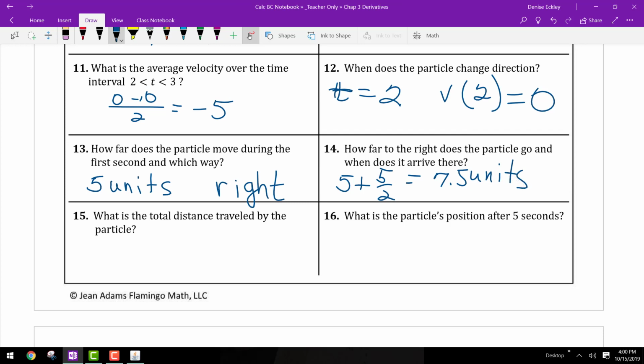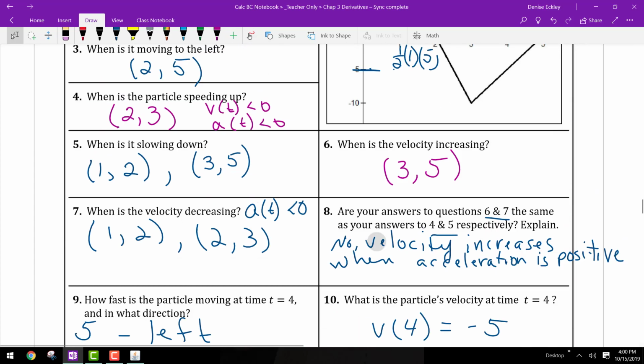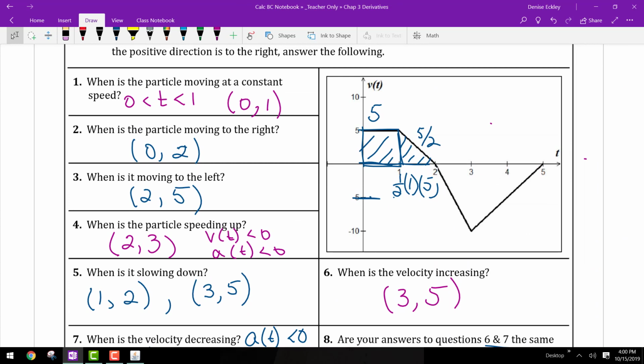And when does it arrive there? At t equals 2 seconds, because that's when it stops moving to the right. And again, looking at the graph, and I apologize for having to scroll so much, here at t equals 2, this is where the velocity is 0, and it becomes negative after that moment, so it's changing direction.